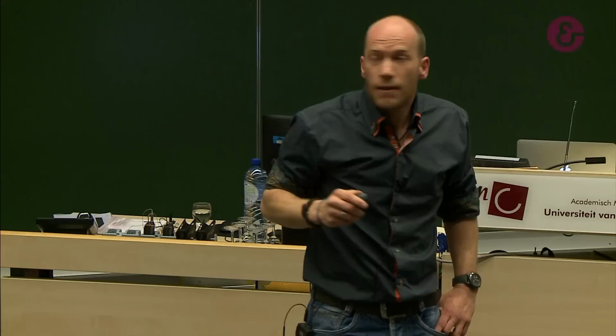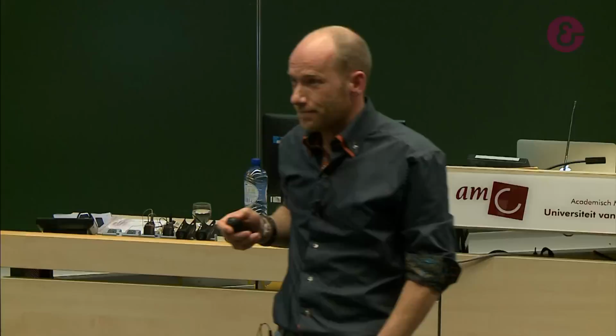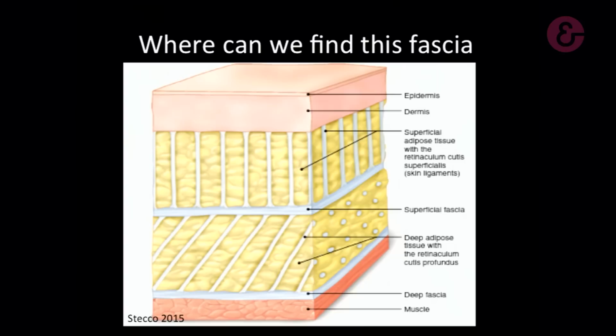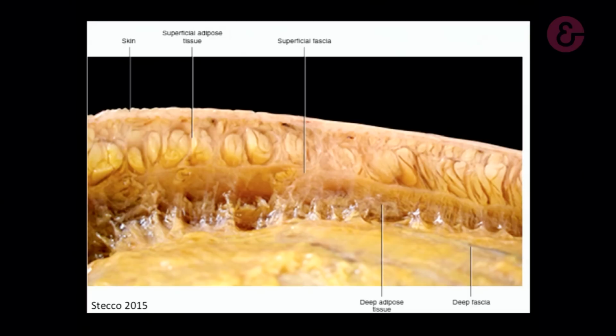Okay, where can we find the fascia? Here you have the skin, the epidermis, the dermis, and the superficial adipose tissue. This, the skin ligaments, is already fascia. The superficial fascia layer is in between, and the deep adipose tissue with also structures, and the deep fascia. So you see there's a connection between the skin and the muscle and the fascia. So there's a connection everywhere. In real life, here you have the same: the skin, the superficial adipose tissue, the superficial fascia, the deep adipose tissue, and the deep fascia.